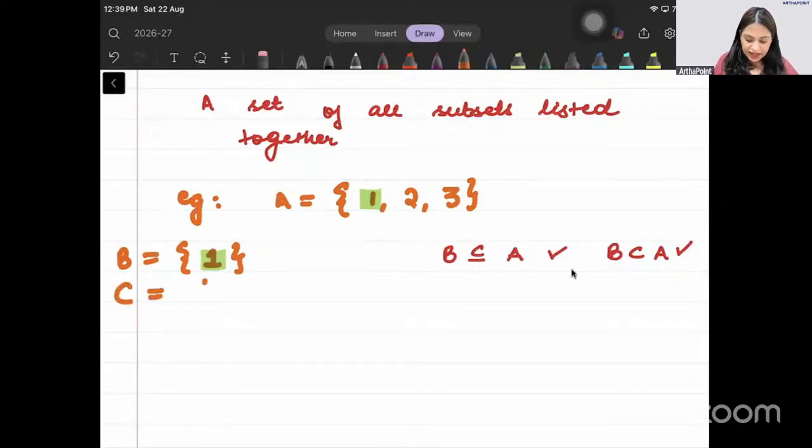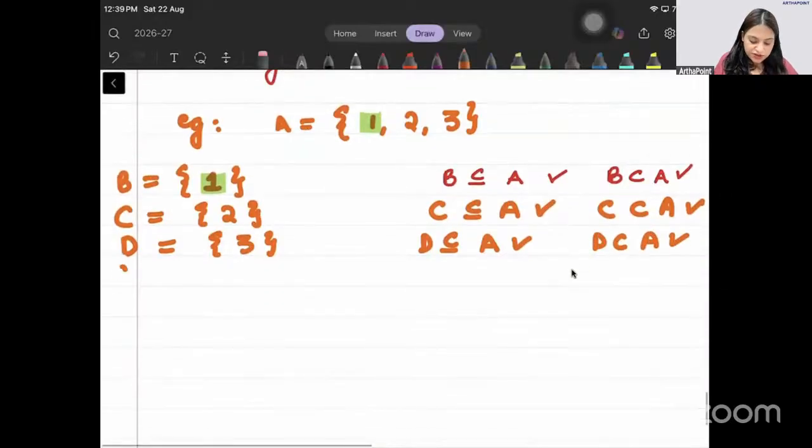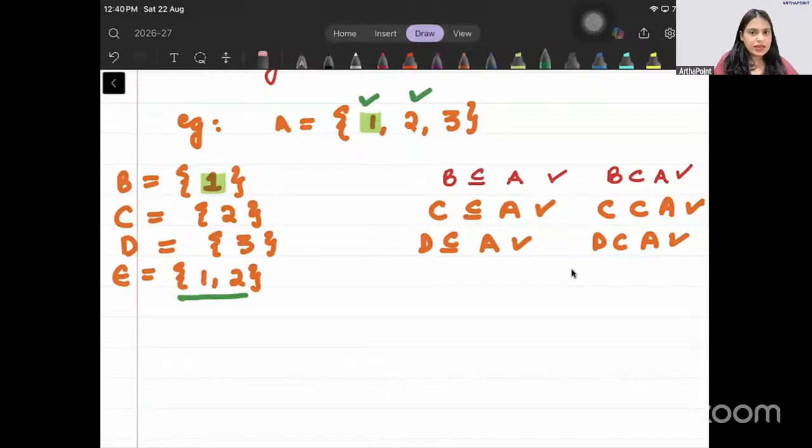Suppose I define C as 2, तो is C a subset of A? हाँ, जो भी C में आ रहा है that is coming in A, and also C is a proper subset of A because they are not equal. What about D? If I define D as 3, then D will also satisfy these properties कि वो proper subset भी होगा and subset भी होगा. Suppose I define E as 1, 2, then yes, whatever is coming in E is coming in A. So E is a proper subset of A and E is a subset of A. Both are true.